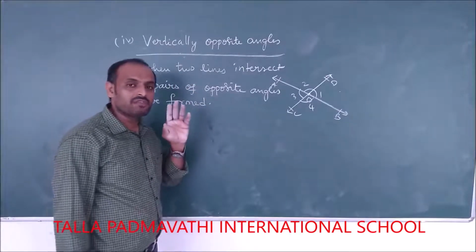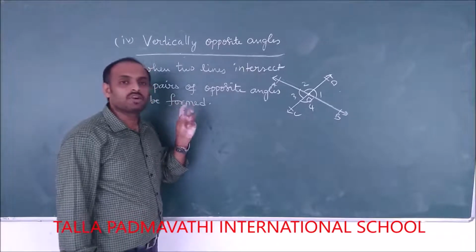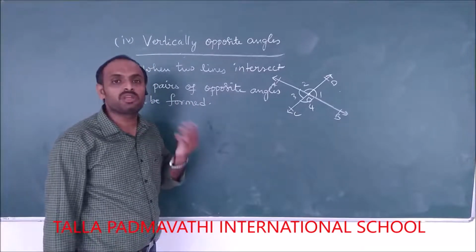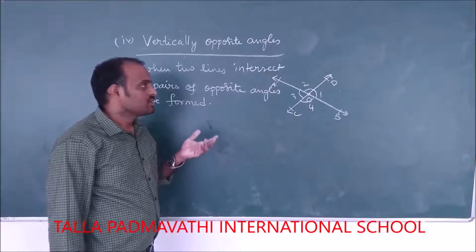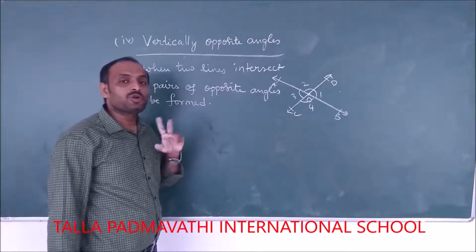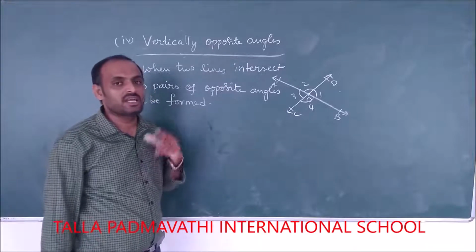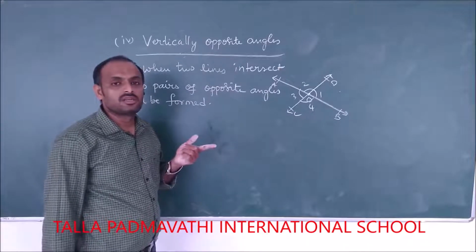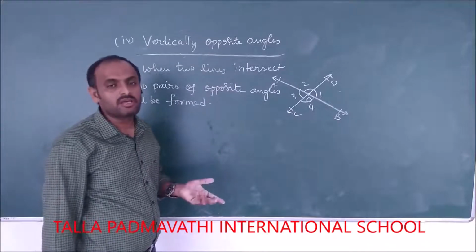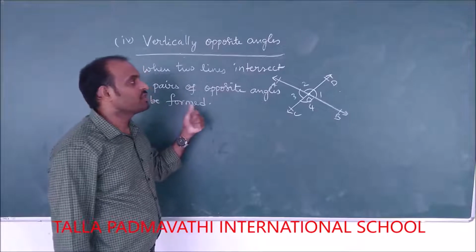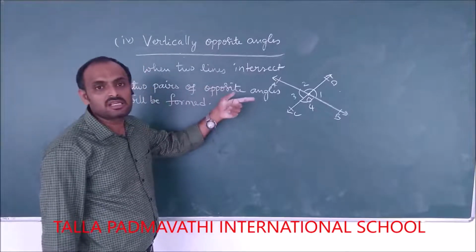Just now we have seen a concept called linear pair. So what do you mean by linear pair? A linear pair means if the sum of two adjacent angles is 180 degrees, then the angles are said to be a linear pair. Using that concept, now I am going to prove that vertically opposite angles are equal.